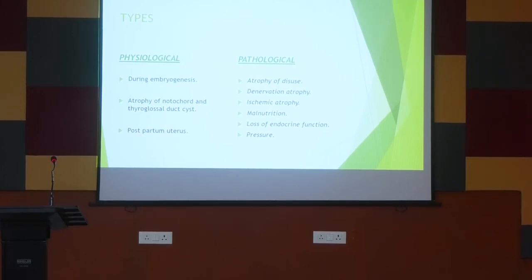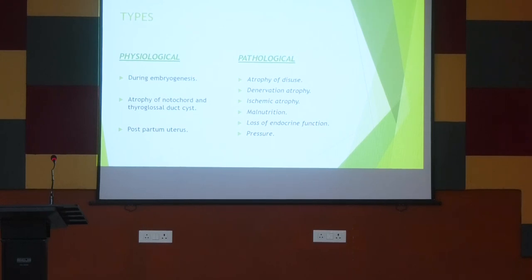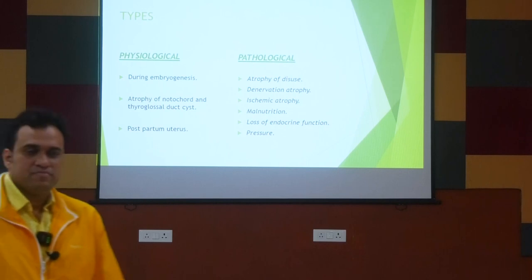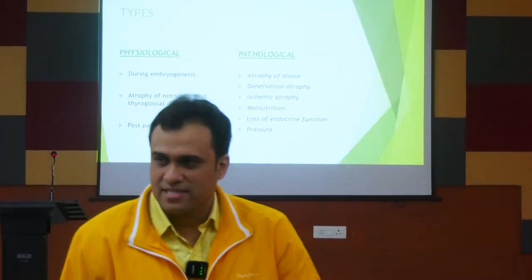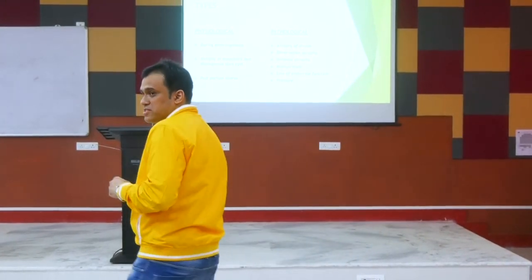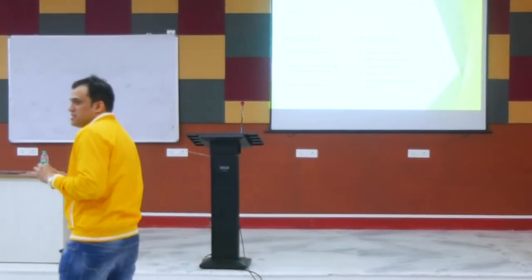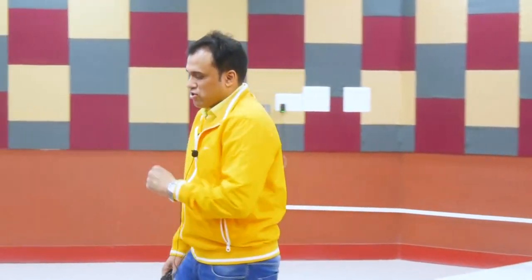Then comes malnutrition. Give an example of atrophy where there is malnutrition. Yes, protein energy malnutrition. What are the two protein energy malnutritions? Kwashiorkor and marasmus, very good. That is atrophy related to malnutrition.